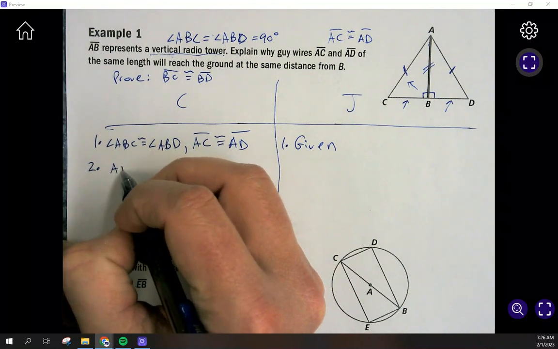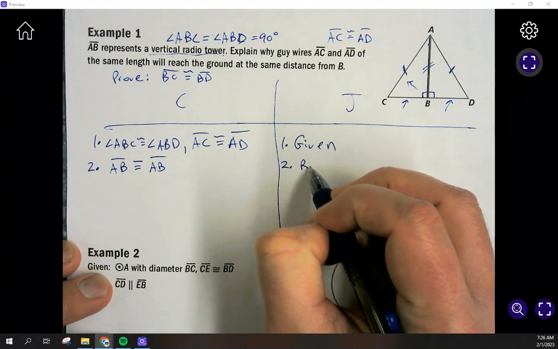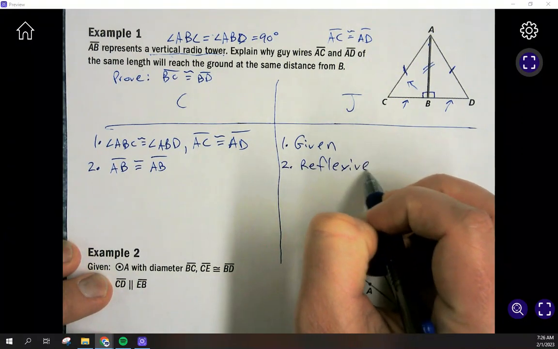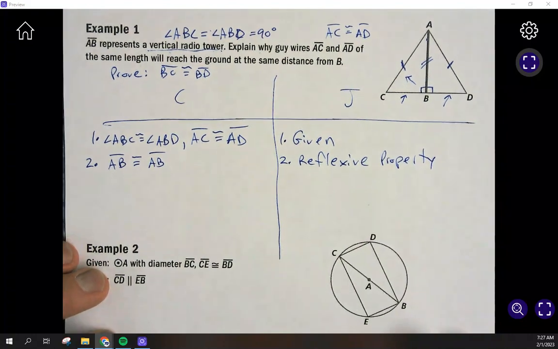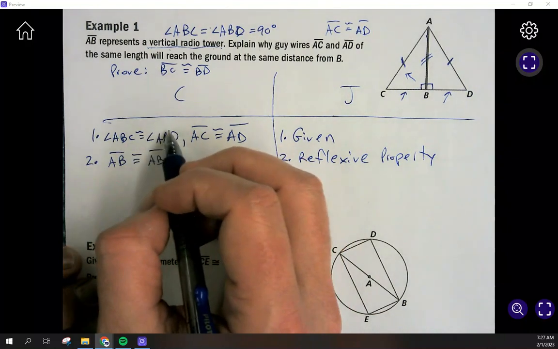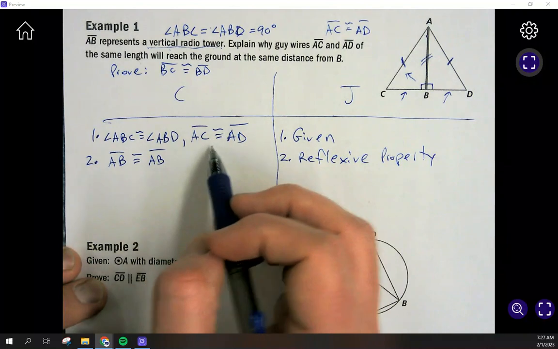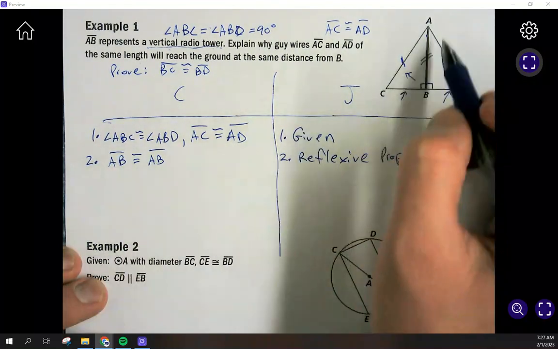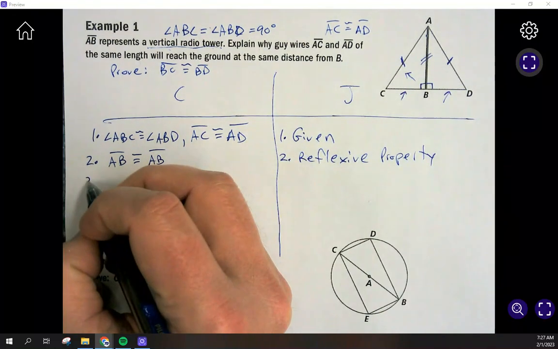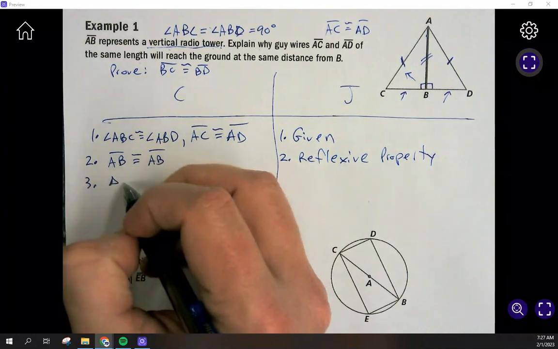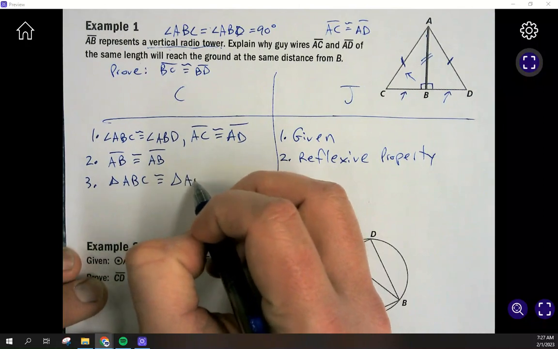So all we have to say here is AB is congruent to AB. That's the reflexive property, which we've gotten used to using now. And so now we have three pieces of information. Equal angles, which are 90 degrees, AC equals AD, and then AB equals AB. We have side-side angle, which is your hypotenuse leg. So now we have enough information to say that these triangles are congruent. So ABC is congruent to ABD.